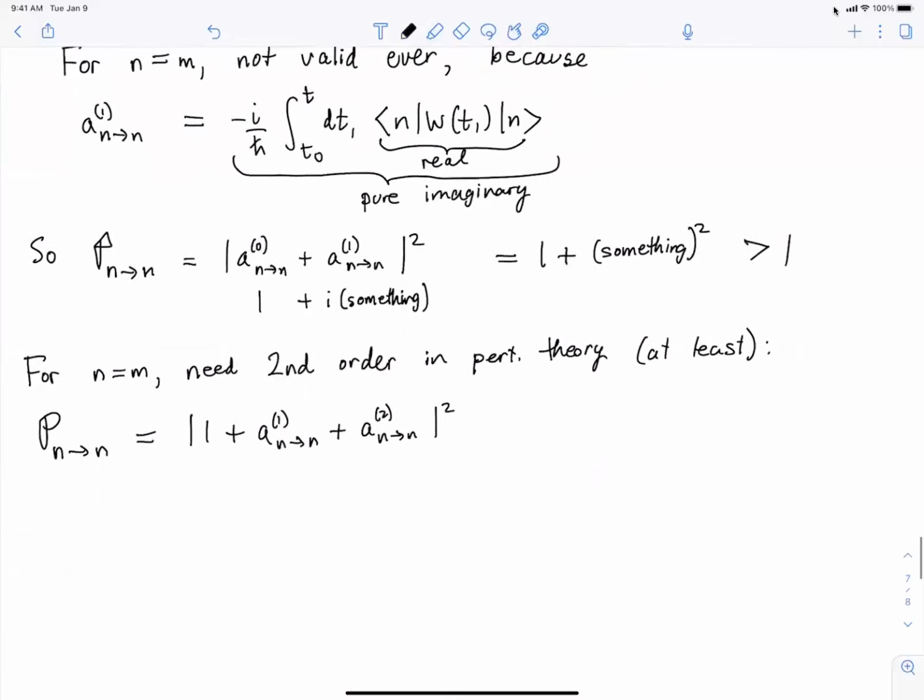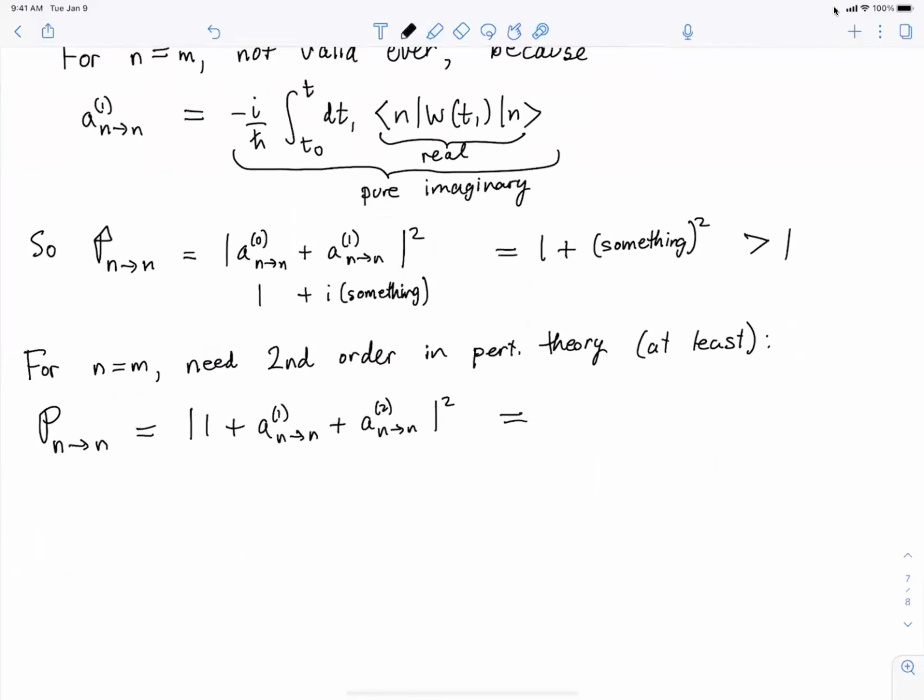Okay, so let's multiply that out. We get a term that's 1. We also get a term that's the magnitude of A1, n goes to n, squared, just like we did before. But now what we're including is the cross term when we do the square between this and that. So that's 1 plus this added to 1 plus this complex conjugate. And so that is plus 2 times the real part of A2, n goes to n.